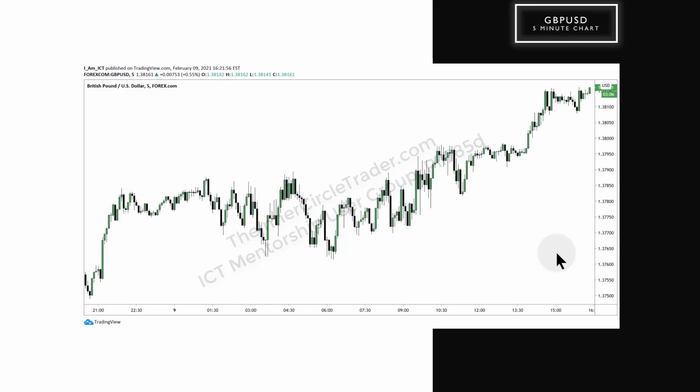I'm drawing your attention to these things. What you're seeing here is a signature that I've been talking about for months with cable. Even though it's been going up, it's just really fickle. It doesn't want to do clean price runs.